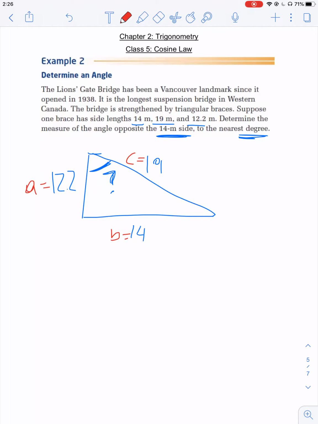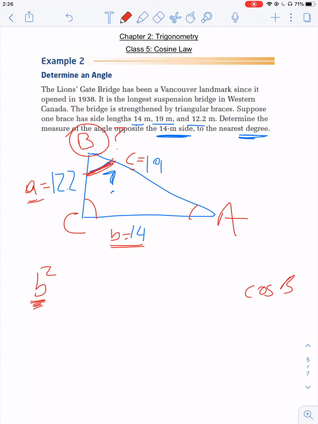If you're setting it up this way, then if this is B, this has to be angle B. If this is A, then the angle opposite to that has to be A. If this is C, then this has to be angle C. But what you're interested in is angle B. Because you're interested in angle B, you have to start your formula with B squared. Whatever you're interested in, make sure you start with this. You're not actually solving for B, but because you're starting with B squared, your formula will end with cos of B, which is why I'm asking you to start with this.